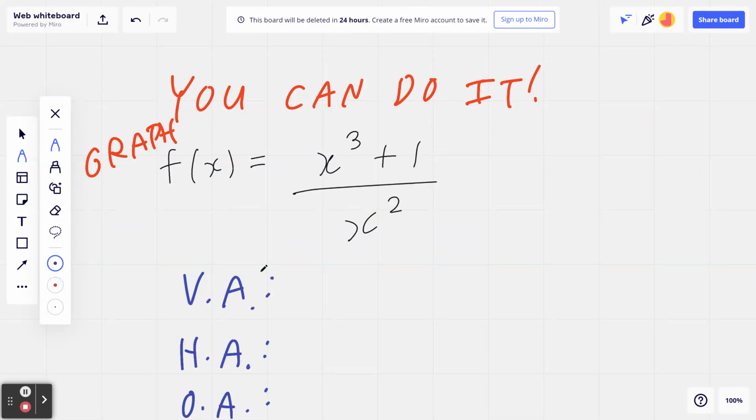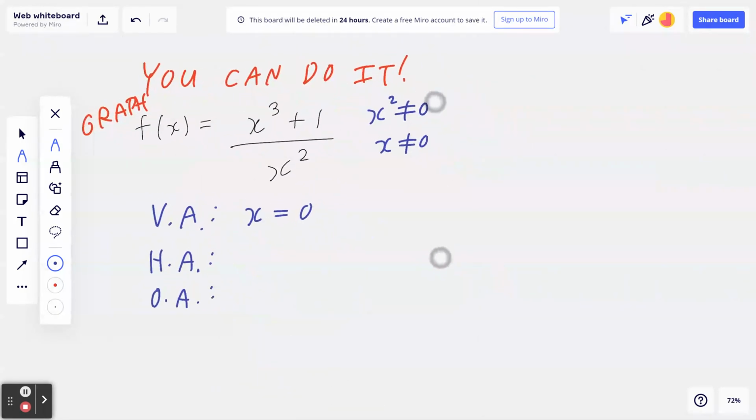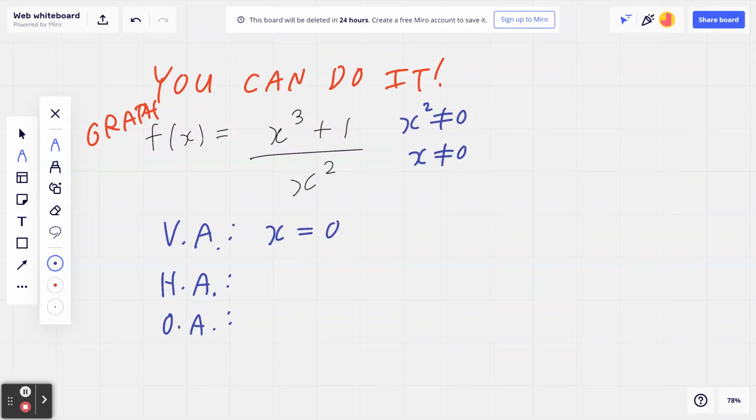By inspection, if you look at the denominator, x squared cannot be 0. This means x cannot be 0, which implies there's a vertical asymptote at x equal to 0.